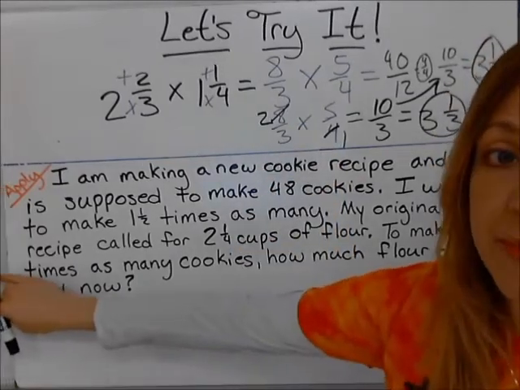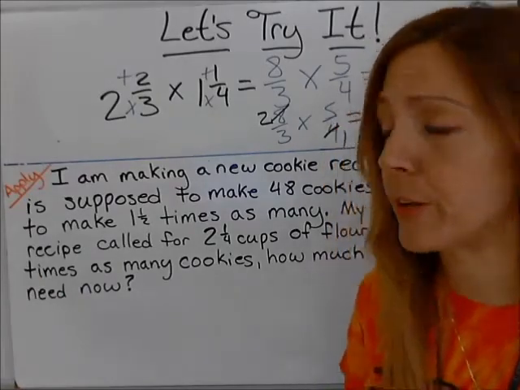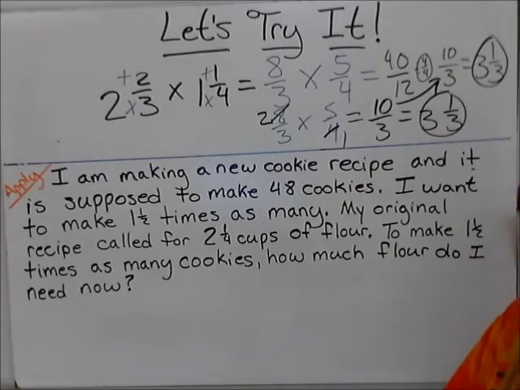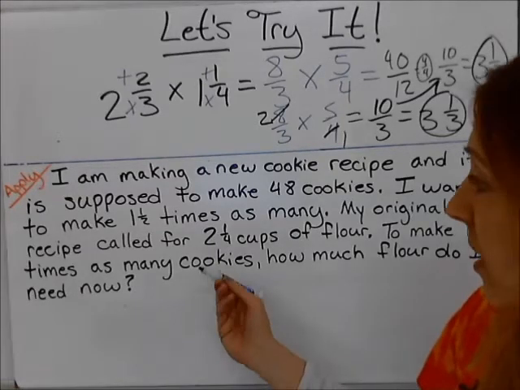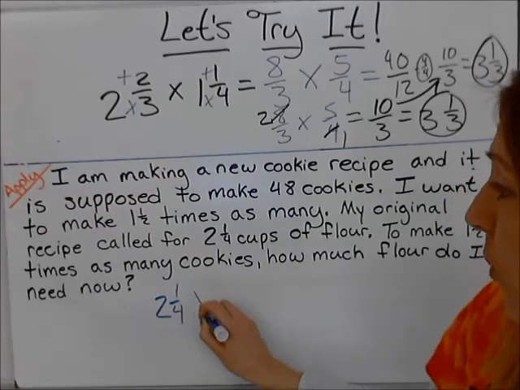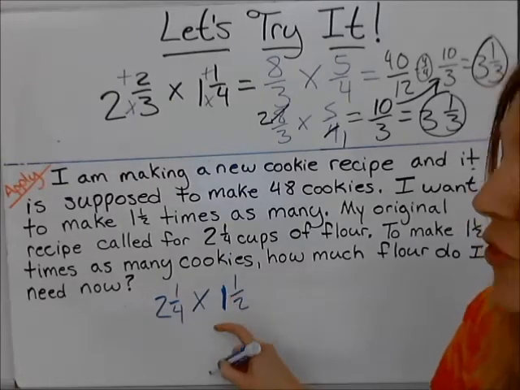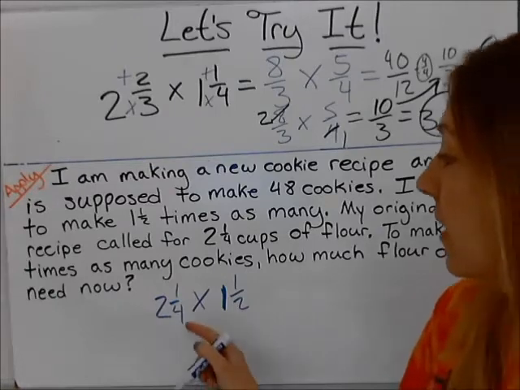Okay, apply. So let's apply what we've just learned. Where do you use this in the real world? Let's look. I'm making a new cookie recipe, and it is supposed to make 48 cookies. I want to make it 1 1/2 times as many. My original recipe called for 2 1/4 cups of flour. To make 1 1/2 times as many cookies, how much flour do I need now? Well, if we needed 2 1/4 cups of flour, and we want 1 1/2 times as many, we're going to have to multiply 2 1/4 times 1 1/2.